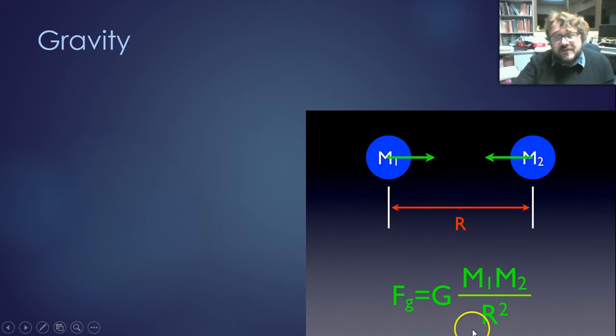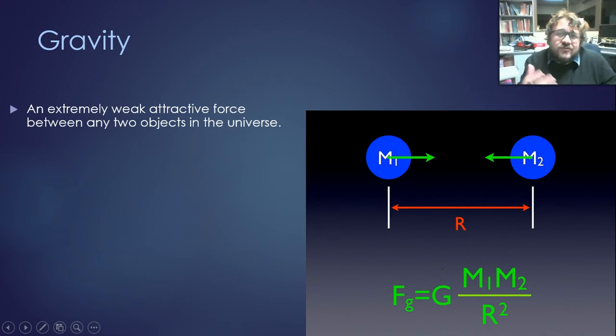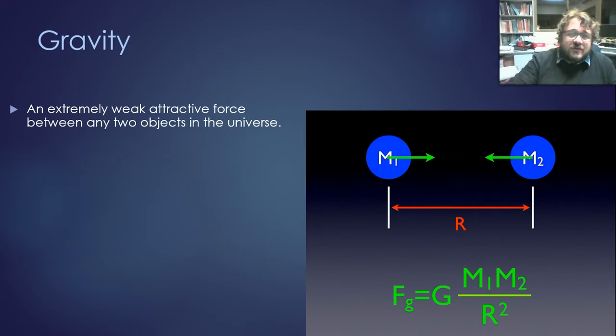Now, this is some maths here. You need to be able to kind of recognize it. You don't need to be able to do it. Gravity is an extremely weak attractive force, and it's between any two objects in the universe. And that's the cool thing. There is gravity between you and any star or object at any point in the universe.